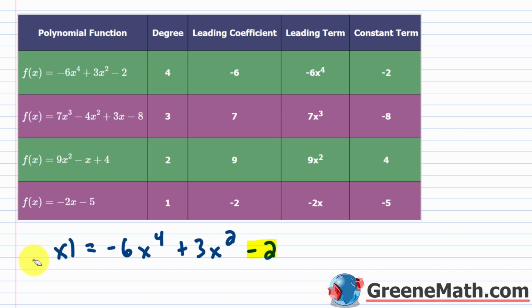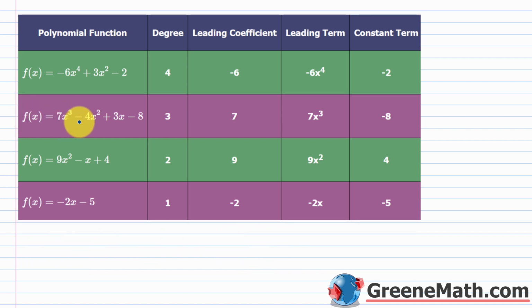Now for the rest of them, let me erase this. We'll just go through it really quickly. So we have f of x equals 7x cubed minus 4x squared plus 3x minus 8. So the degree, again, that's just going to be 3. The leading coefficient, that's going to be 7. The leading term, again, that's the whole thing. So it's 7x cubed. And then the constant term, that's the negative 8.